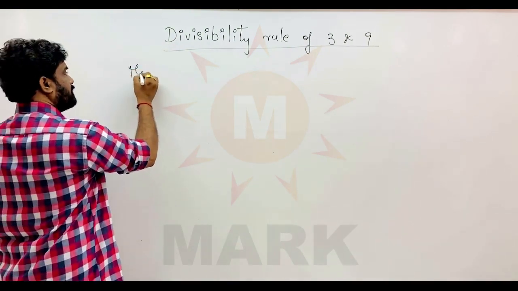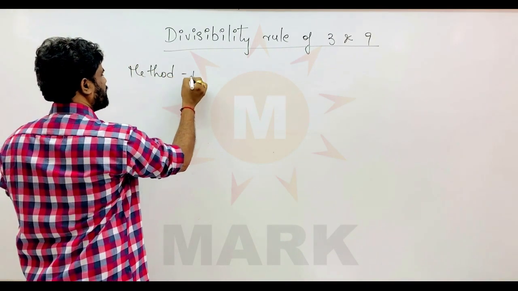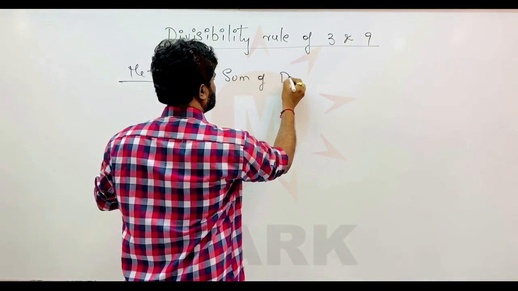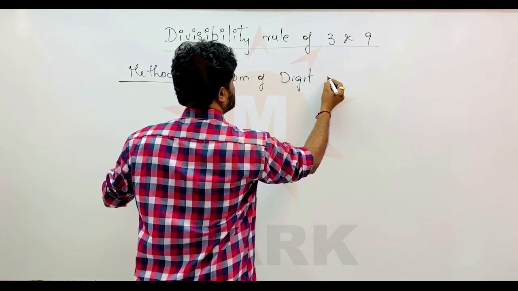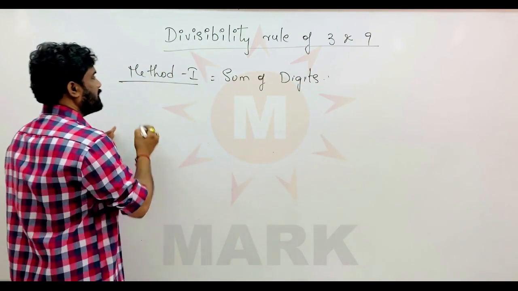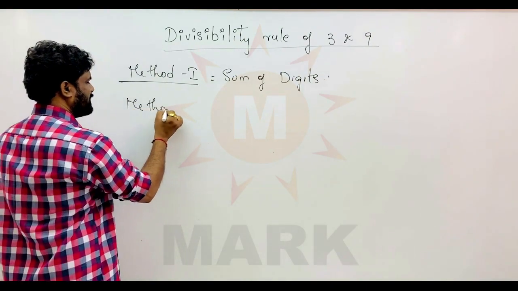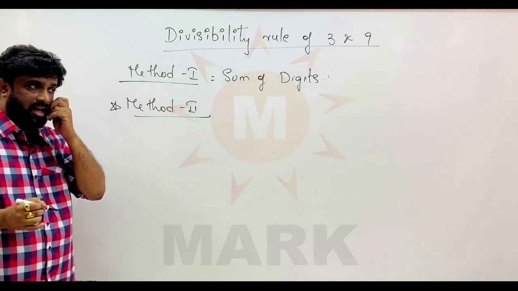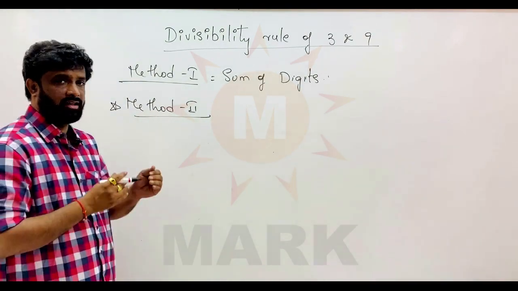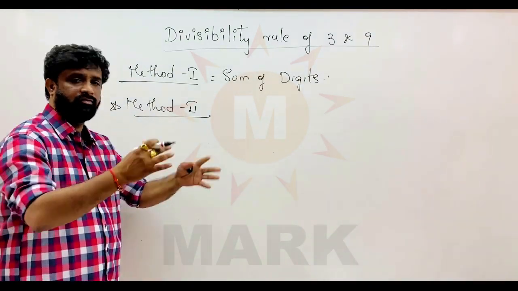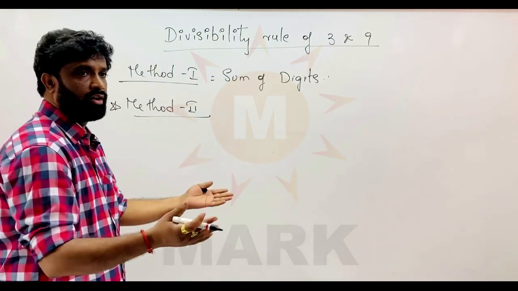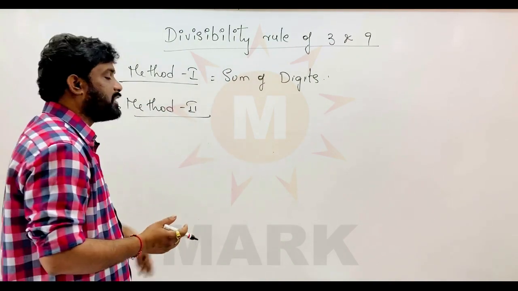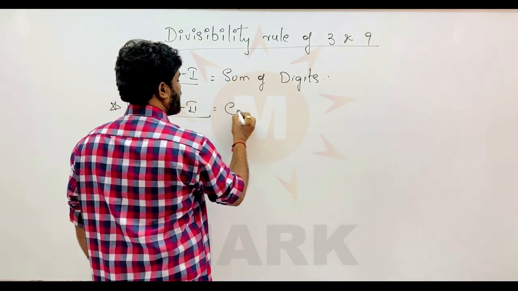Method 1 is called the sum of digits method. The second method that we are going to follow is highly useful in competitive exams, particularly whenever they give 4 options and ask you to check which number is divisible by 9. One of these options is exactly divisible by 9 or 3; check what number it is. Then this method is very useful. That is called the cancellation technique.